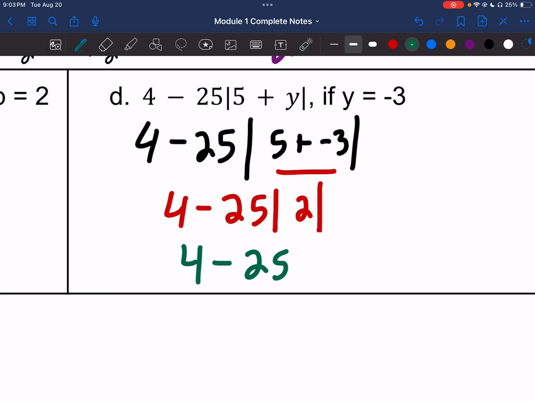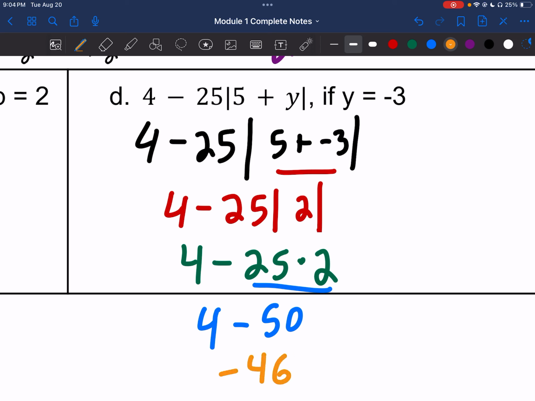So we have 4 minus 25 times 2. We need to do our multiplication now because that's order of operations. 25 times 2 is 50, and 4 minus 50 is negative 46.